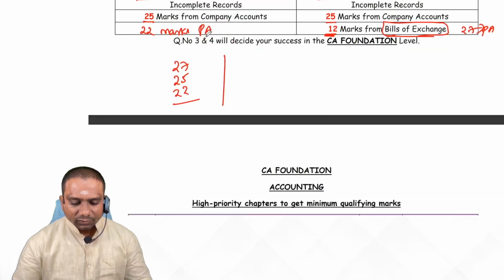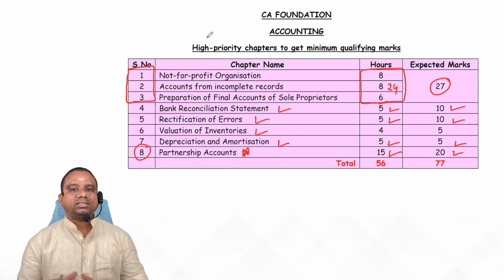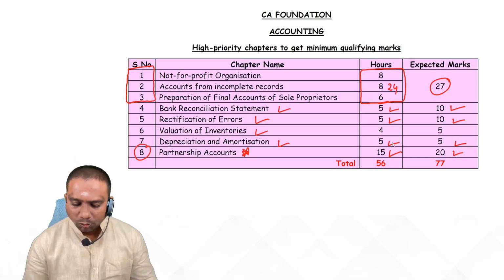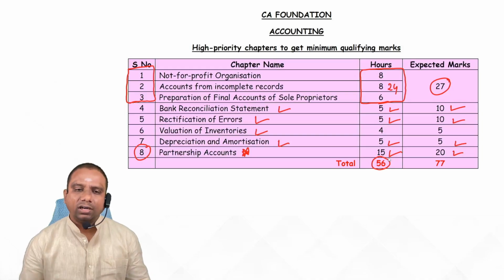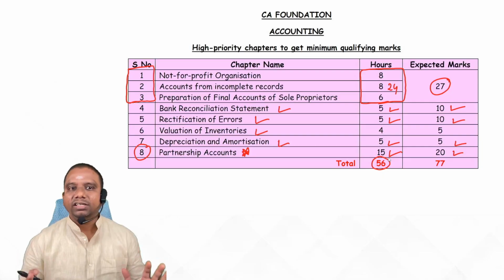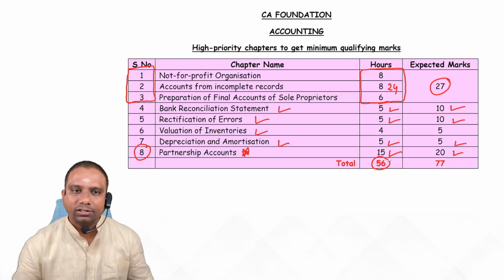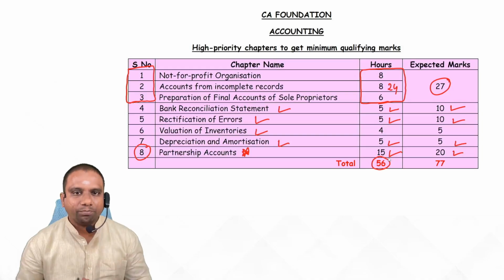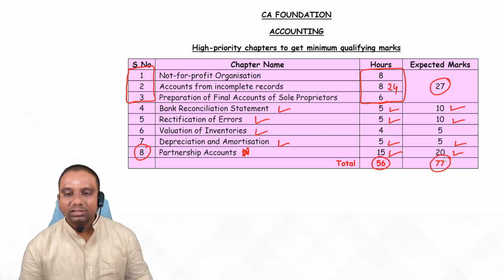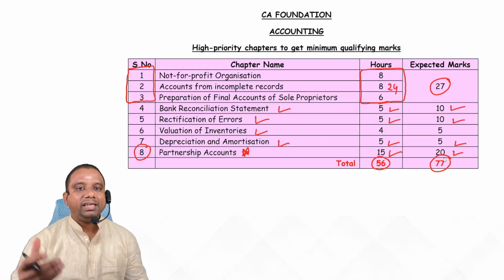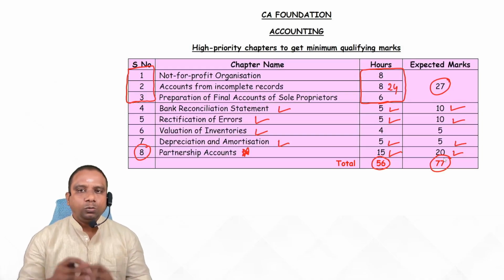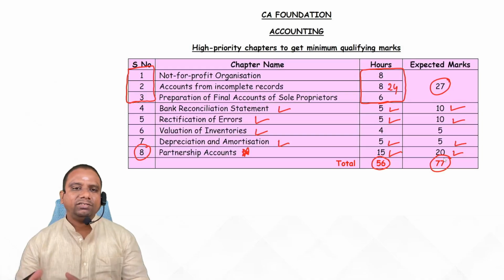So, these high priority chapters we are suggesting. In total you need minimum 56 hours, 56 to 60 hours. With this small amount of preparation, deep revision we need, students. Deep revision, quick revision, because we have less time. And you can score 77 marks. That means you can attempt 77 to 80 marks. You can perfectly attempt 77 to 80 marks.